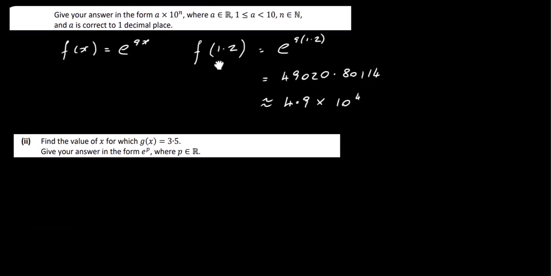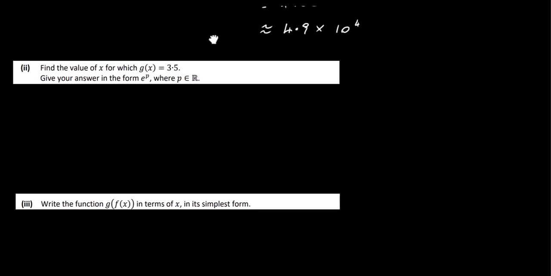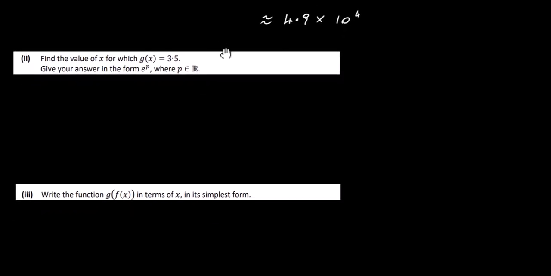Okay, so let's have a look at part 2. Find the value of x for which g of x is equal to 3.5. So g of x is equal to the log of the square root of x. We want 3.5 to be equal to the log of the square root of x. Actually, I'm going to write it as x to the power of a half.